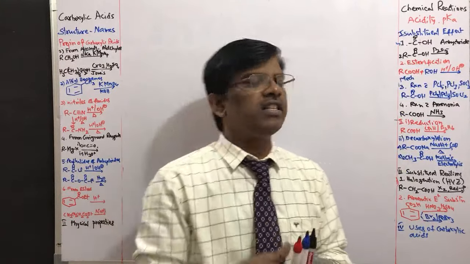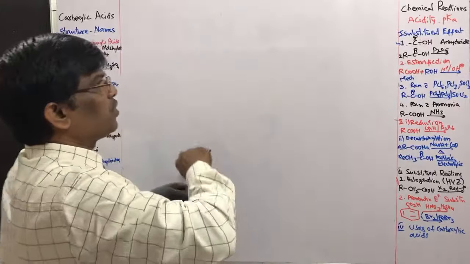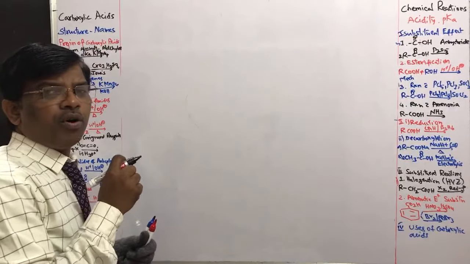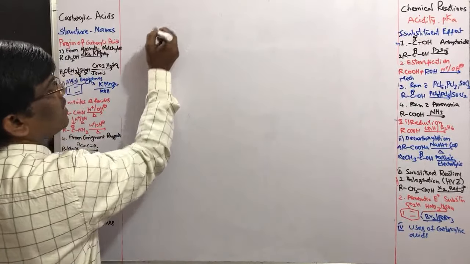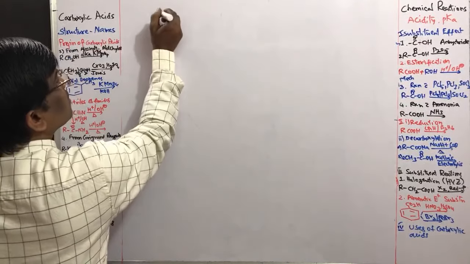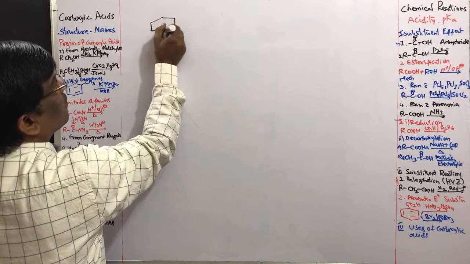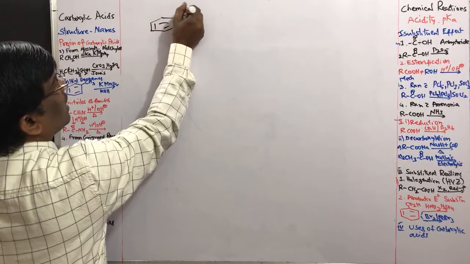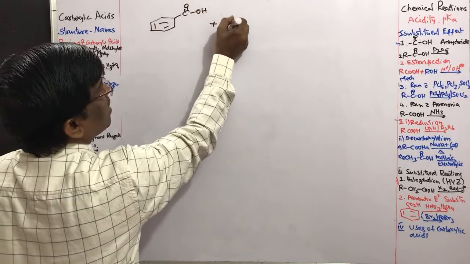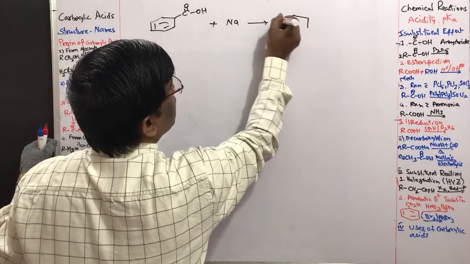Let us see the carboxylic acids chemical reactions. Yes, so carboxylic acids are very acidic compounds which form salts with metals and bases. Let me take benzoic acid. When I treat it with sodium metal, it is going to form sodium benzoate.